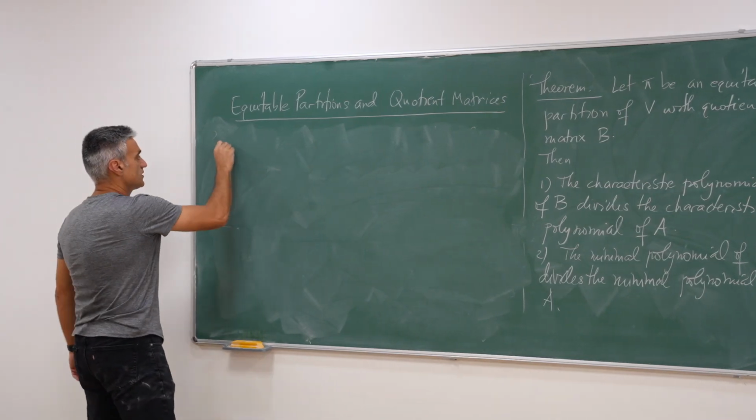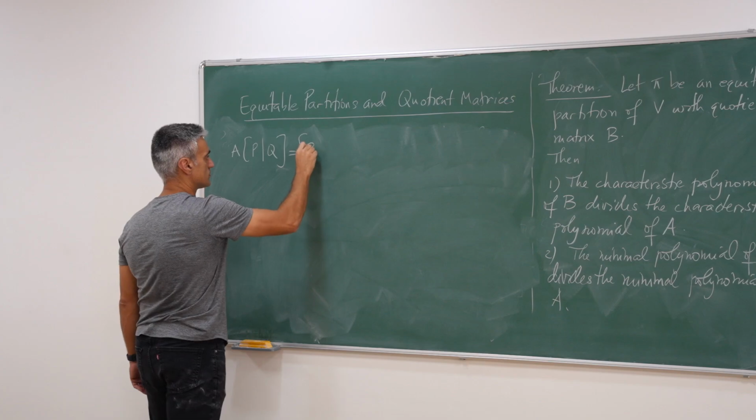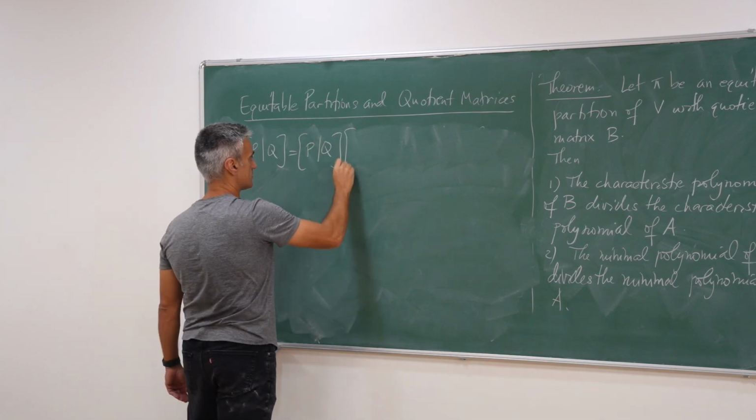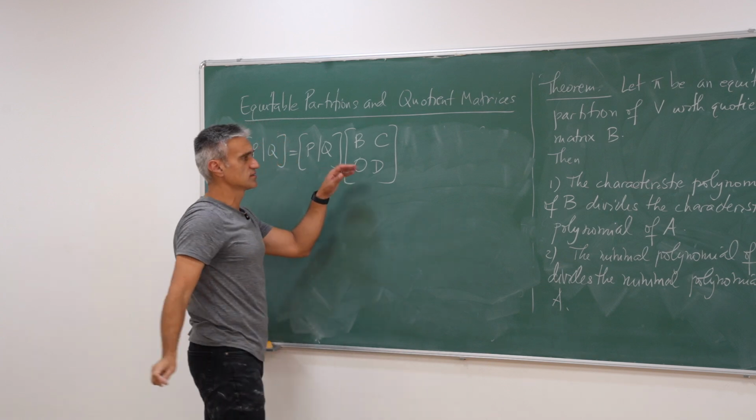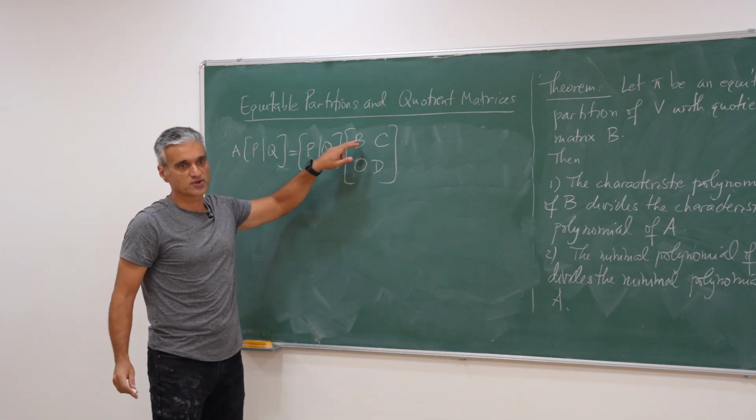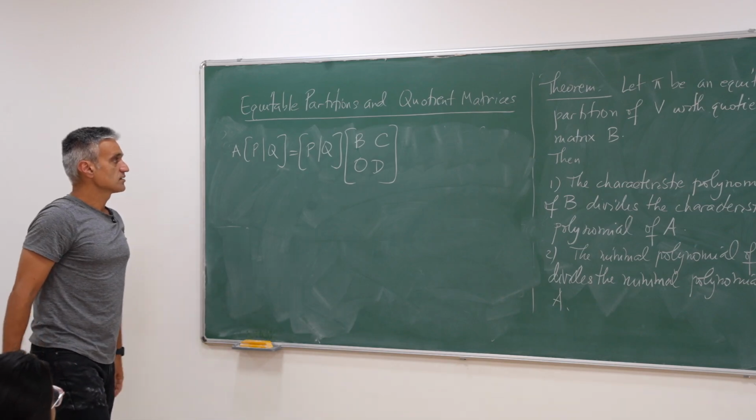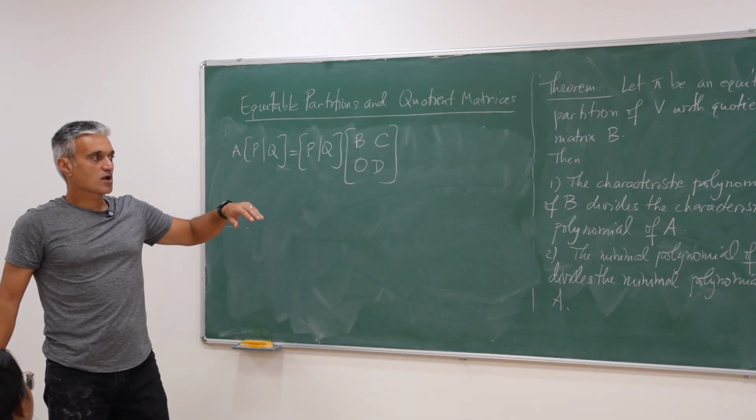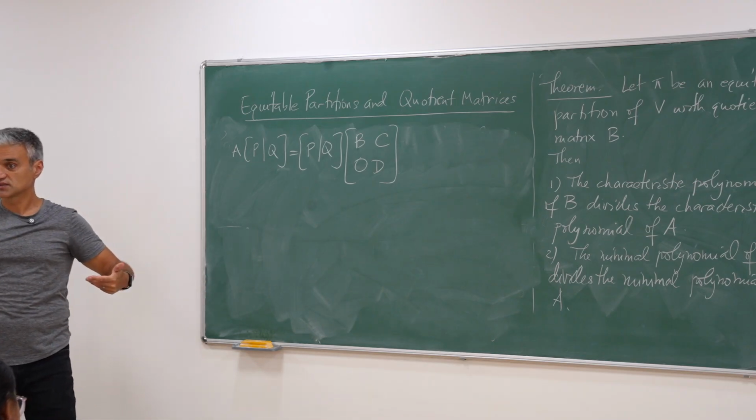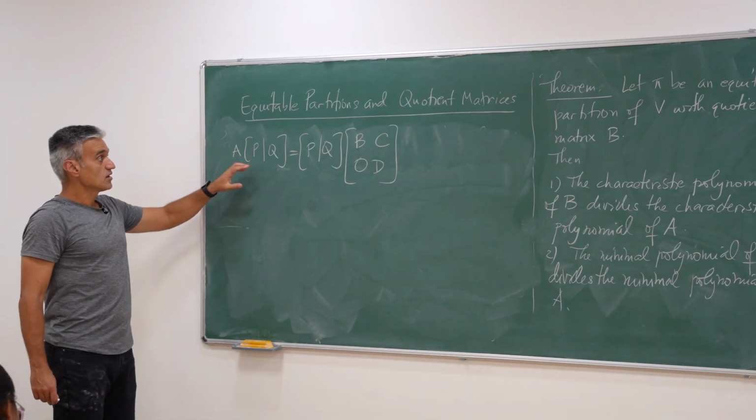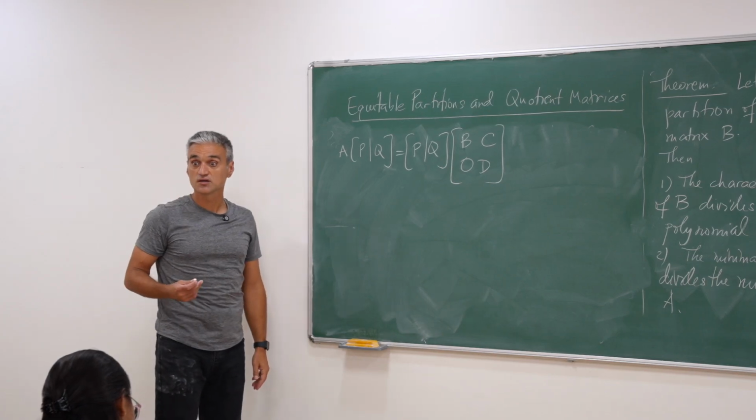So A times PQ. I'm not going to write the dimensions; you can figure out the dimension. B is K by K, then C and D. Now, the columns of PQ are bases, so PQ is what kind of a matrix? It's invertible. So what does this mean? Which matrices are similar to each other?